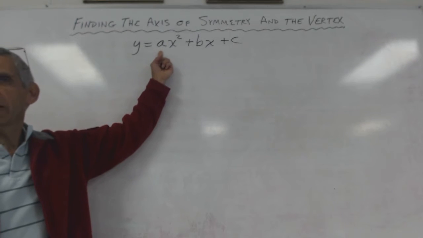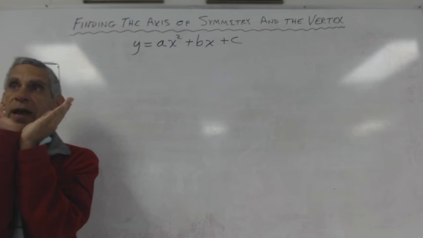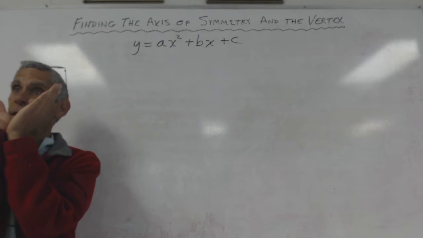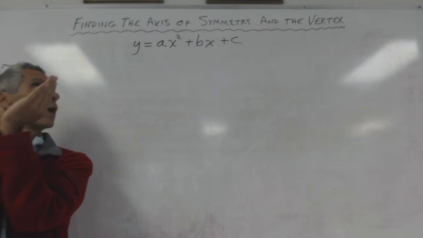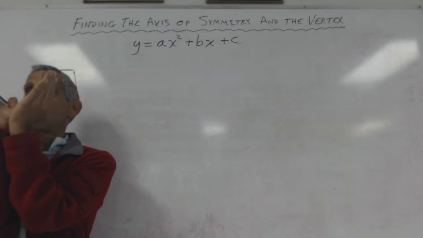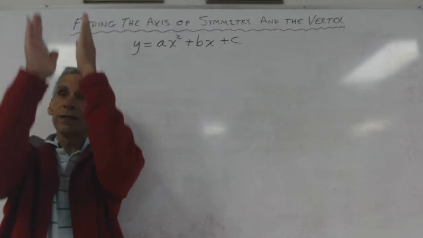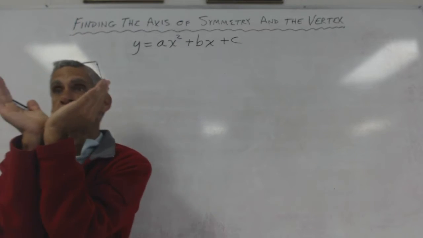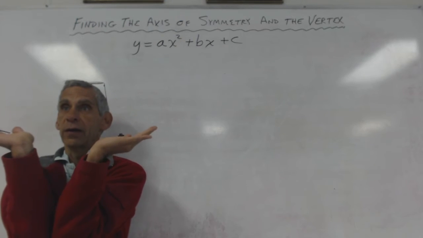We know A does what again? What does the A tell us? It tells us how skinny or fat. So if it's above 1, the higher that number, like y equals 1x squared, y equals 2x squared, 3x squared, 4x squared, 5x squared, 6x squared, it gets really tall, right? Or if it's less than 1, if it's a fraction, it starts to get wider and wider and wider, right?